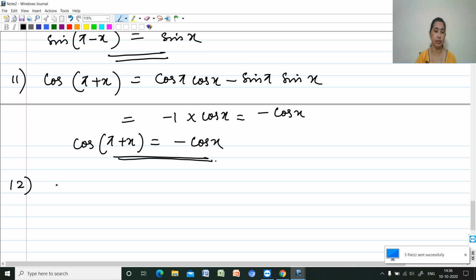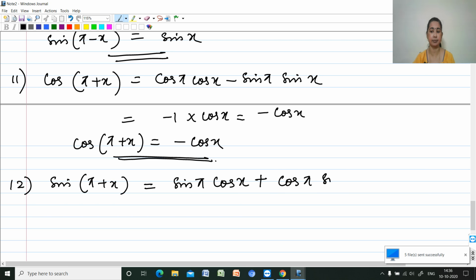Then, next one, what is sin of pi plus x? We are applying the identity sin of x plus y is equal to sin x cos y plus cos x sin y. In the same way here, sin of pi plus x is equal to sin pi cos x plus cos pi sin x. Sin pi value is 0, so this part is 0. Remaining cos pi is minus 1, so minus sin x. So, sin of pi plus x is equal to minus sin x.